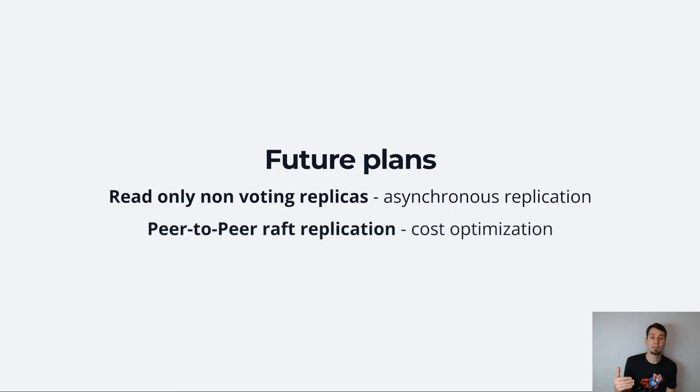Additionally, we plan to add peer-to-peer replication in Raft to alleviate the increased cost of multi-region deployments. As in Raft, a leader must communicate with each follower directly, but with peer-to-peer replication, it will only send data to one follower in a remote region, reducing cross-region traffic cost.